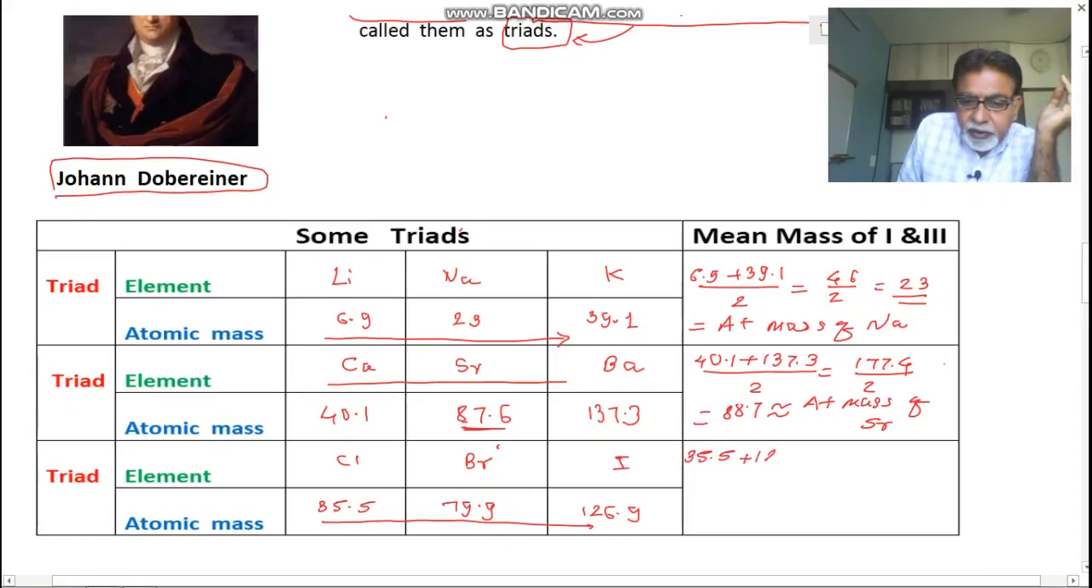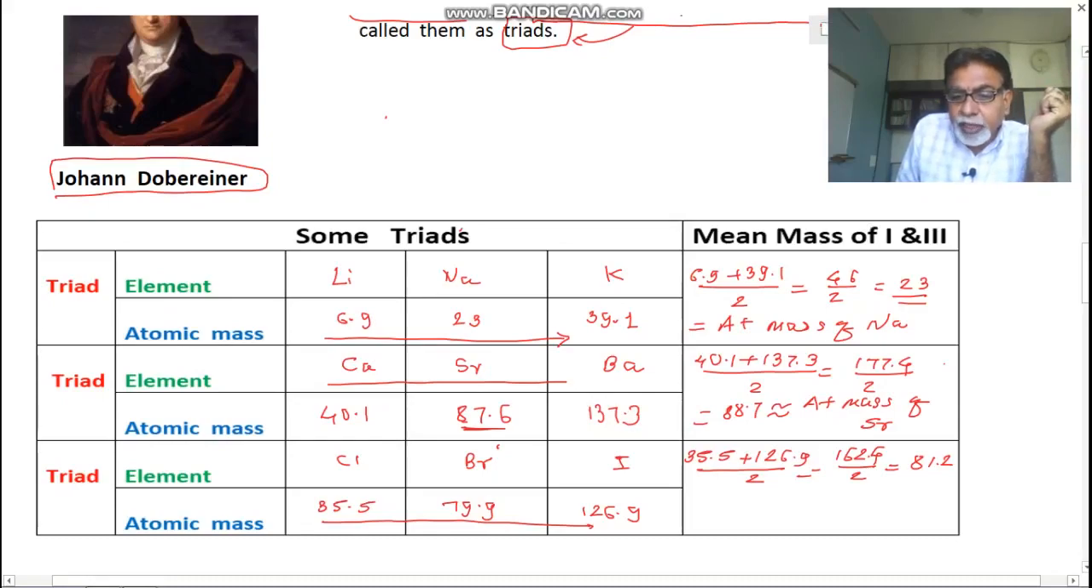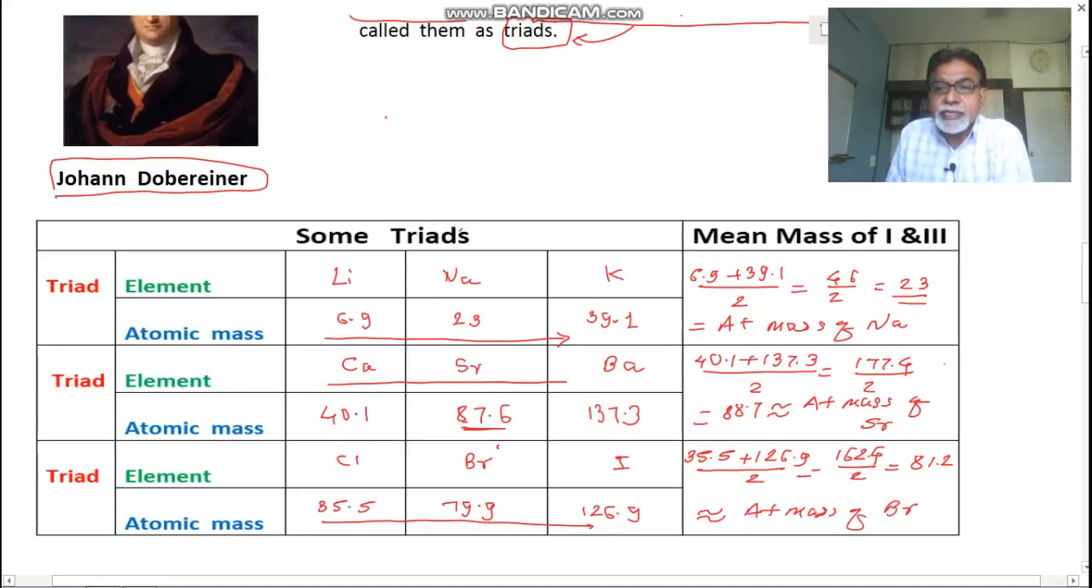35.5 plus 126.9 divided by 2, and this will be 162.4 divided by 2, and this is 81.2. And so, what is here? The atomic mass of bromine, the middle one, is 79.9, and so again we can see that it is approximately equal to the atomic mass of bromine.